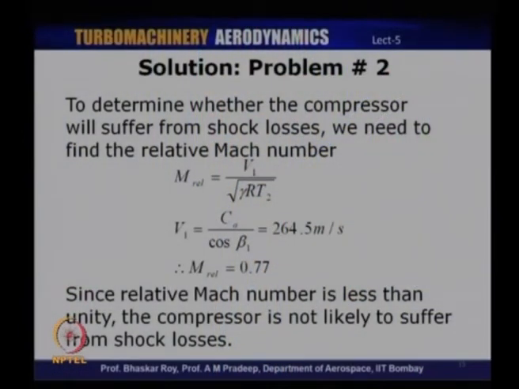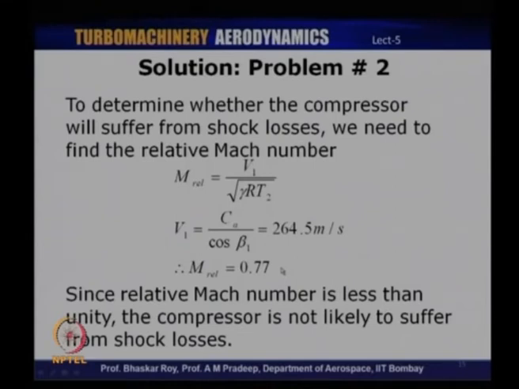So, to determine whether the compressor will suffer from shock losses, we will need to find the relative Mach number. Relative Mach number is the ratio of the relative velocity to the speed of sound, which is square root of gamma R T, and V1 from the velocity triangle is C_A divided by cos beta 1, and that is 264.5 meters per second. So, if you take the ratio of V1 to square root of gamma R T, with V1 being 264.5, the relative Mach number comes out to be 0.77.